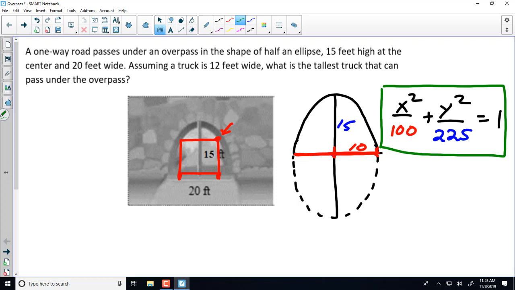Now let's talk about our truck, everyone. Our truck is 12 feet wide, and our truck driver, she's awesome. She can drive right down the middle. So what's going to happen is it's going to be sticking over 6 feet on each side. 6 feet there, and 6 feet there on each side. So really what we're curious about is how tall the tunnel is 6 feet from center. Or, another way of saying that is, what is the y value when the x value is 6? Which means we plug a 6 in for x, and then we solve the equation for y.